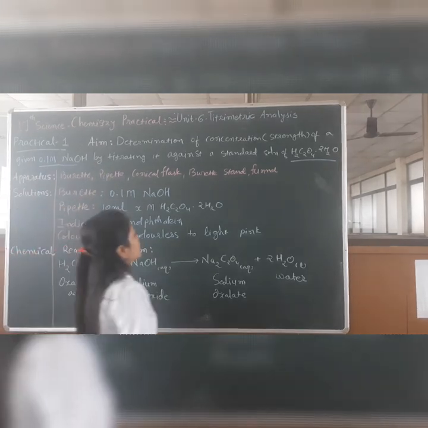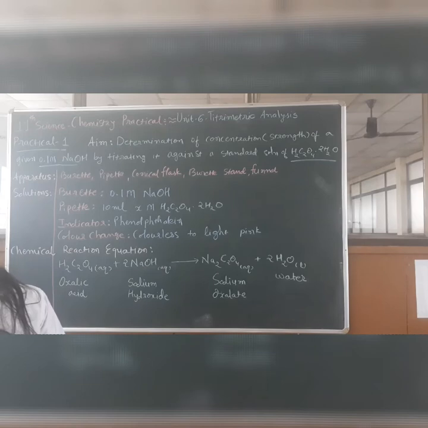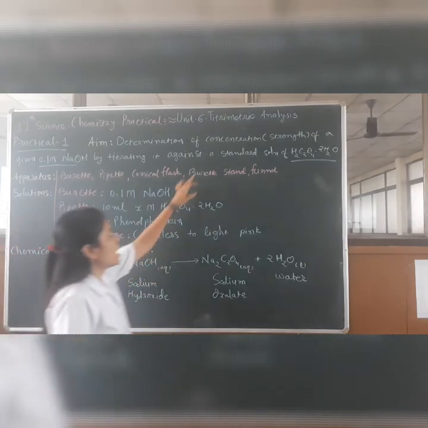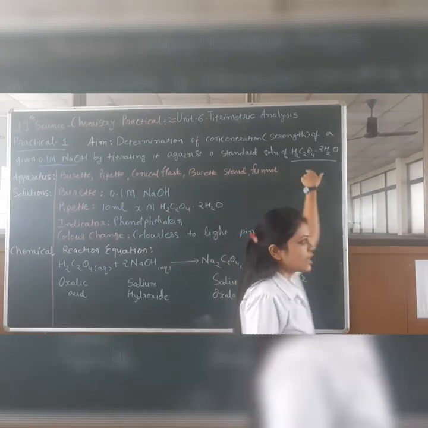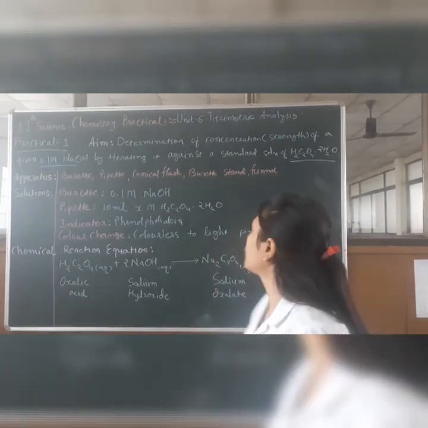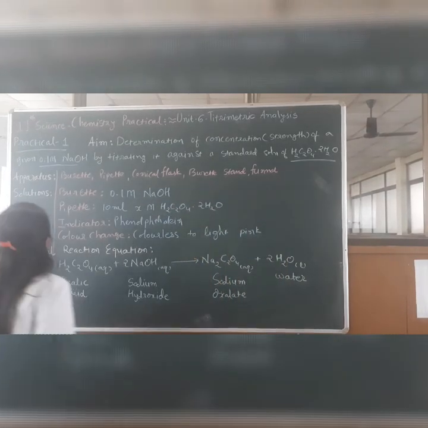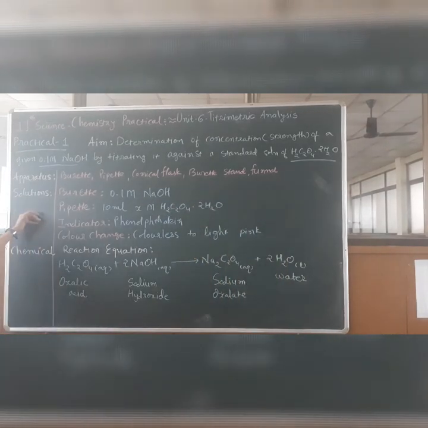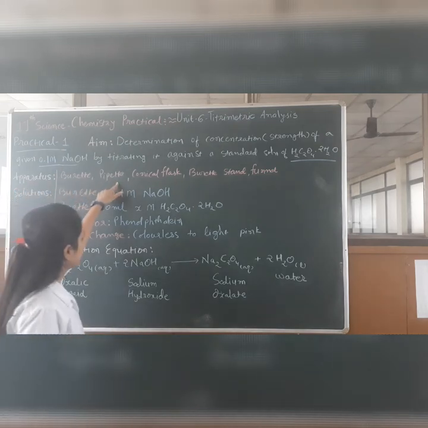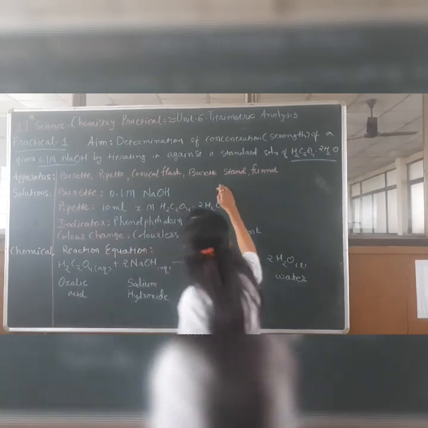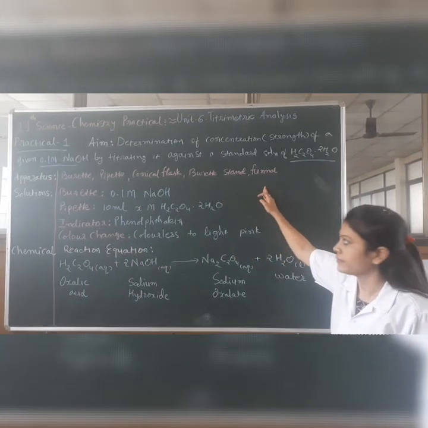Aim: determination of the concentration (strength) of sodium hydroxide by titrating it against a standard solution of oxalic acid, H2C2O4·2H2O. Now you have to write in this format. First, apparatus required: burette, pipette, conical flask, burette stand, funnel.